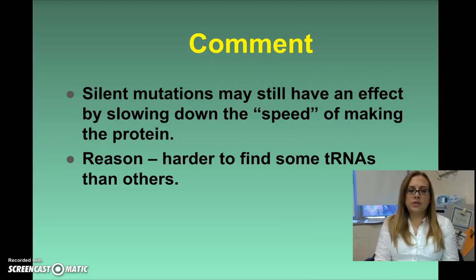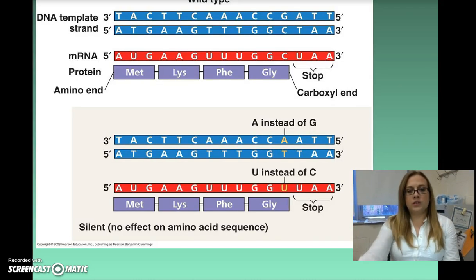However, silent mutations may still have a small impact because they could actually slow down how quickly the protein is being made. The reason for that is just that some tRNAs are a little bit harder to find than others. So if you happen to switch out a common tRNA for a less common tRNA, it could actually slow down how quickly the protein is being made.